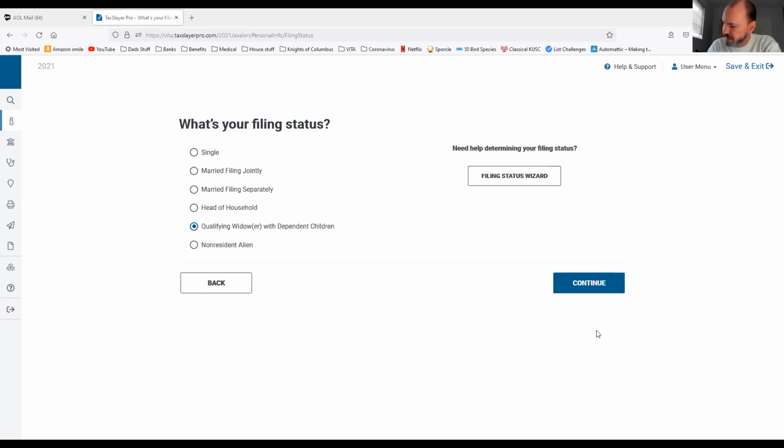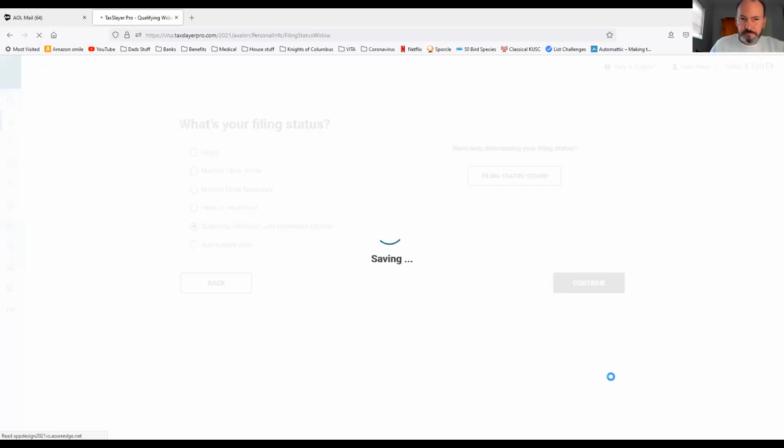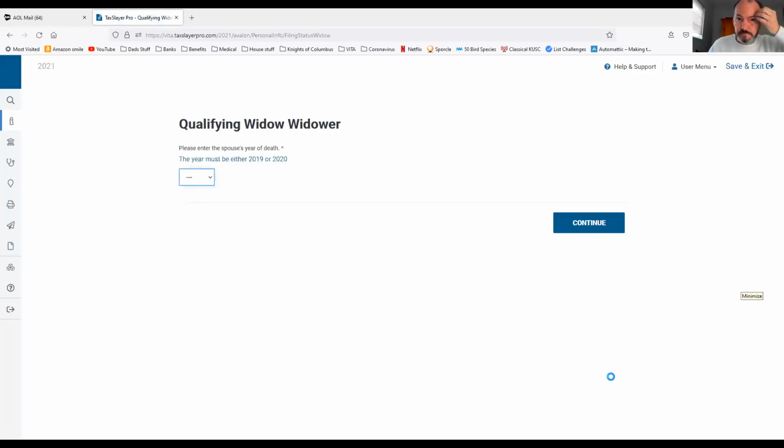Her husband died in 2020, and this is now 2021. So in tax year 2020, she would have filed married filing joint. In tax year 2021, she's filing qualifying widower. Okay, next. And then you're going to indicate the year of death. It was 2020.